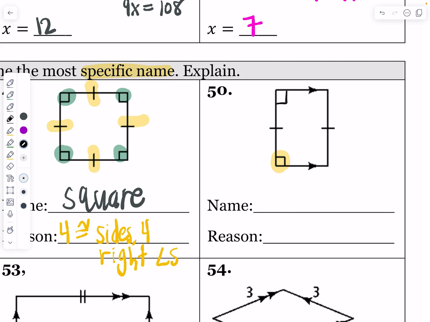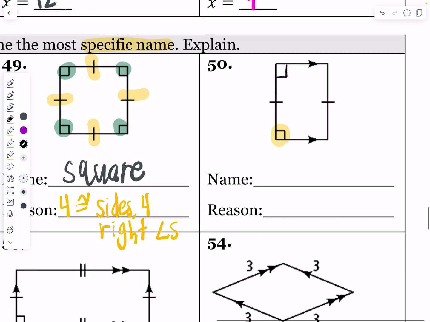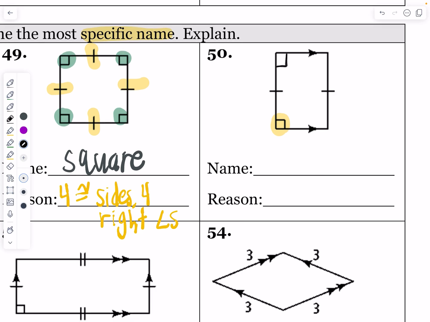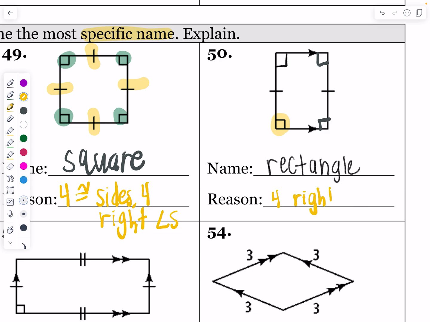We've got 1 set of opposite sides that are congruent. We've got 1 set that are parallel. So most specifically, as specific as I can get, this is going to be a rectangle. When I draw them all in, because of these lines being parallel, it's going to end up having 4 right angles as well. So the reason is for those 4 right angles. They didn't put that right angle in there for fun. 4 right angles.